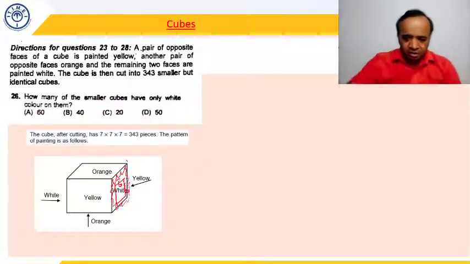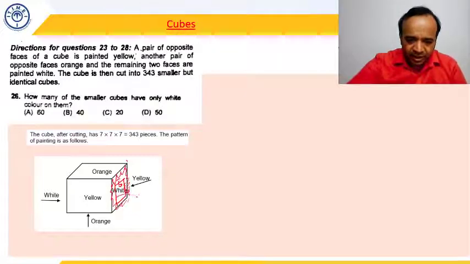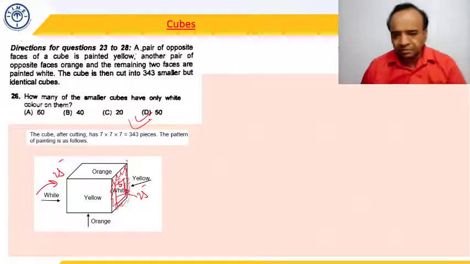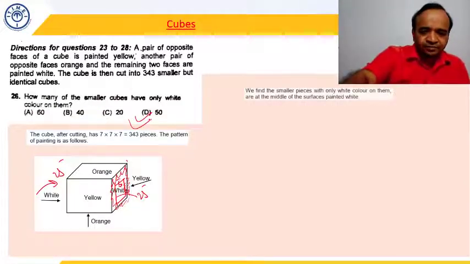I hope this is clear. So 25 on this white face and 25 on this white face. So 25 plus 25 in total is going to be how much? 50. So the answer choice for this question is 50. Now look at the solution here.